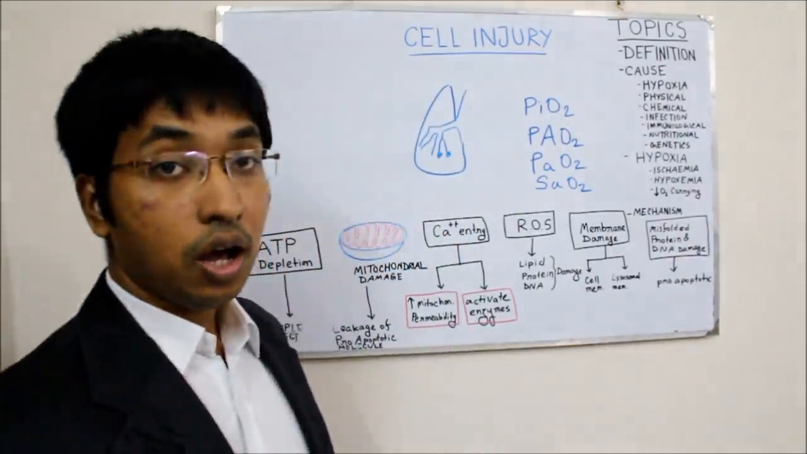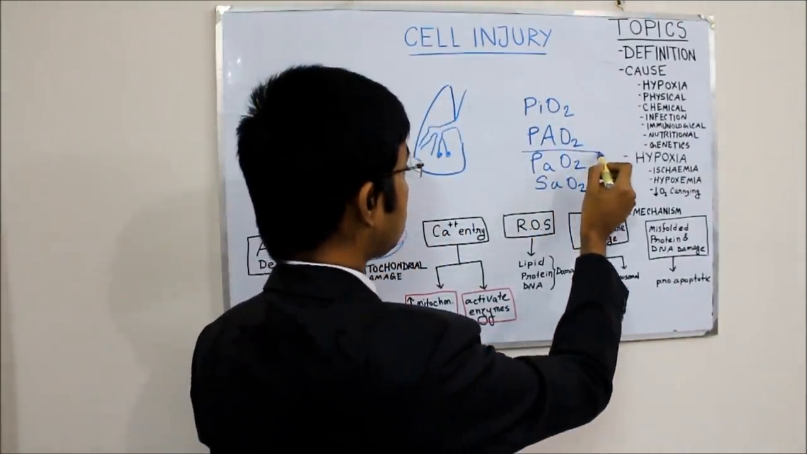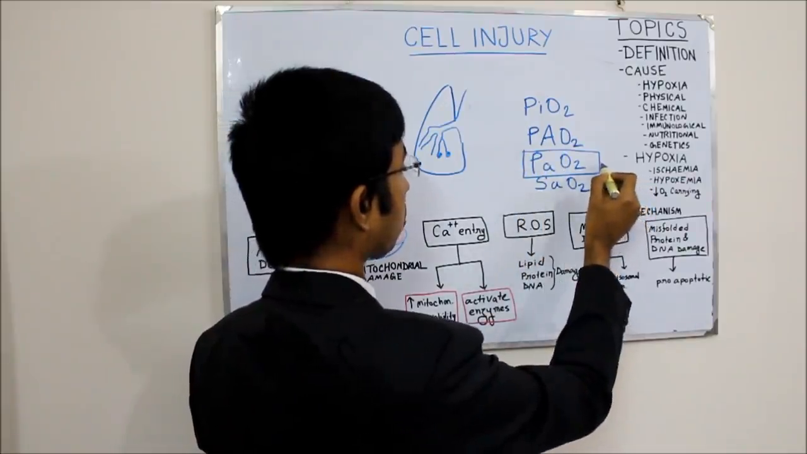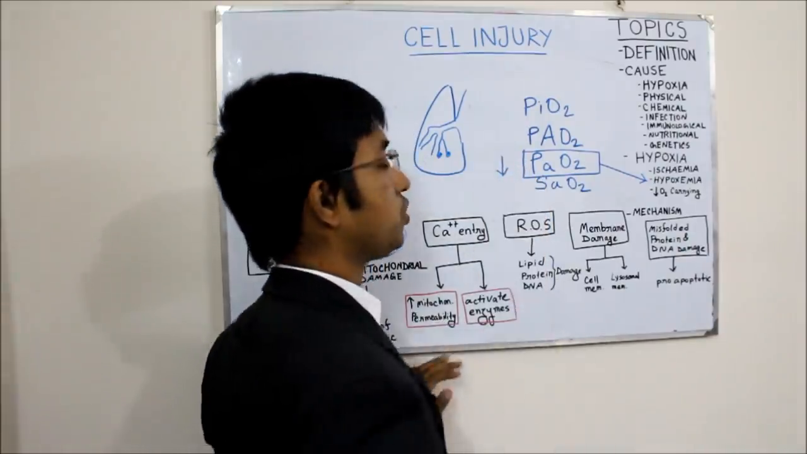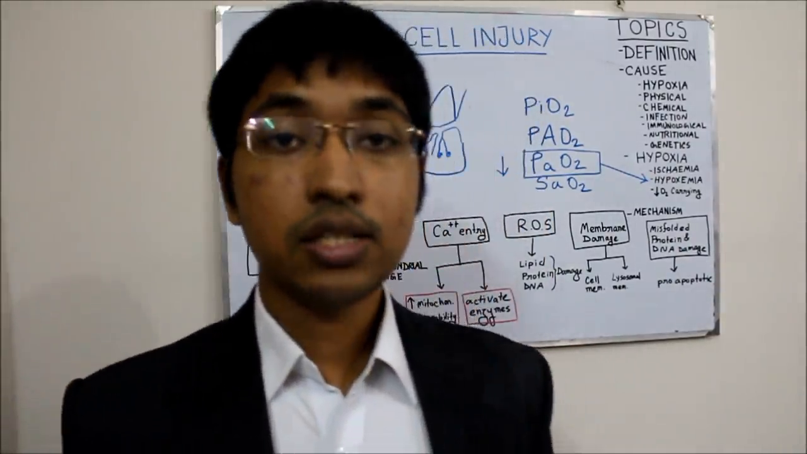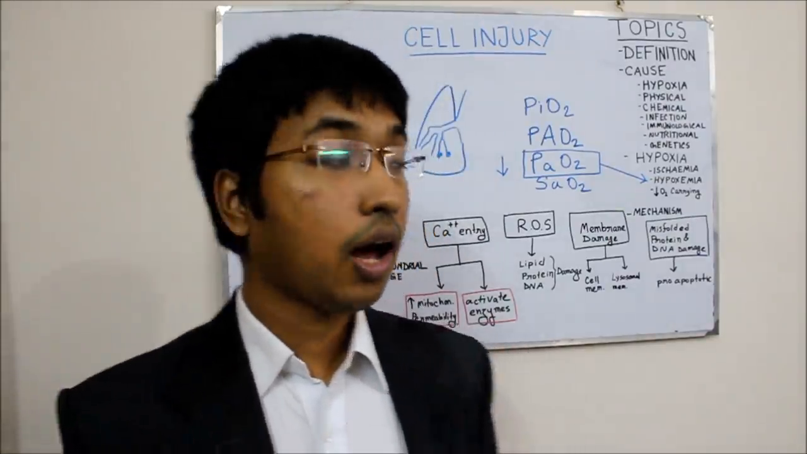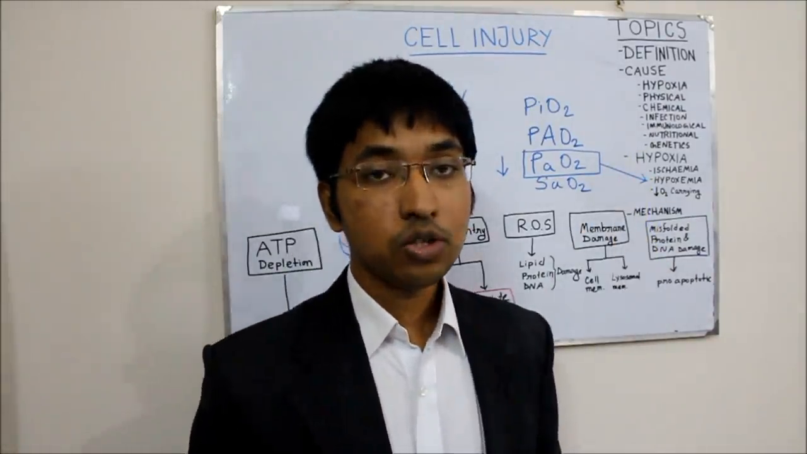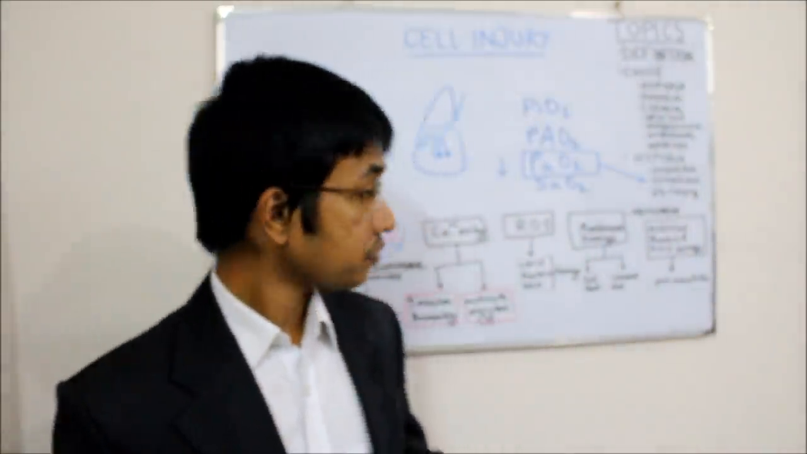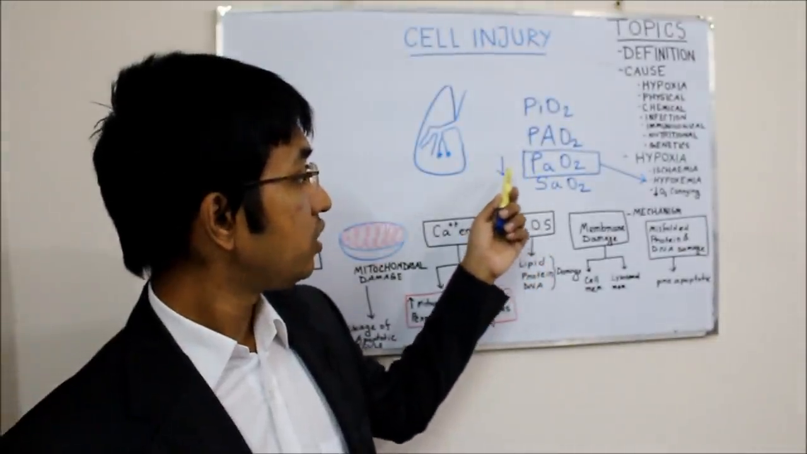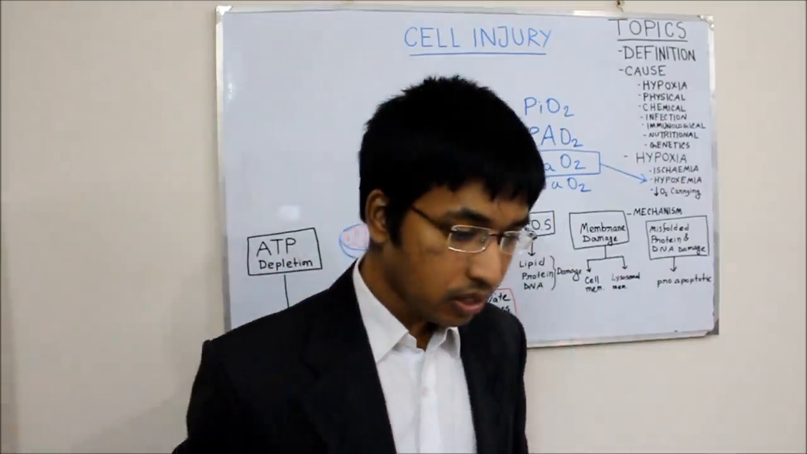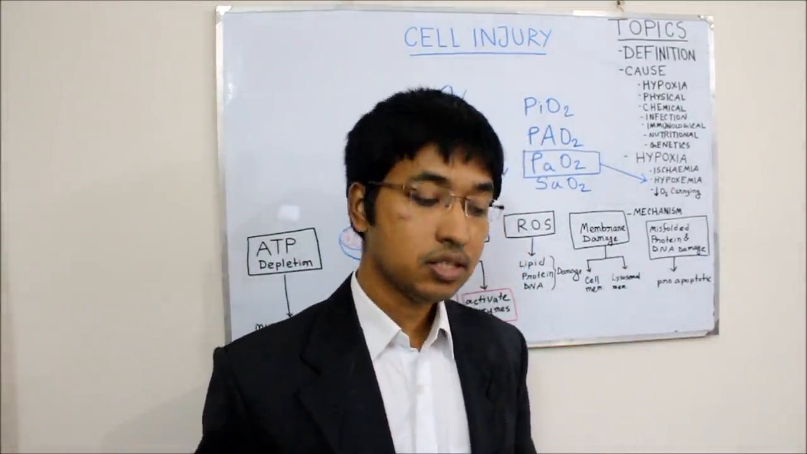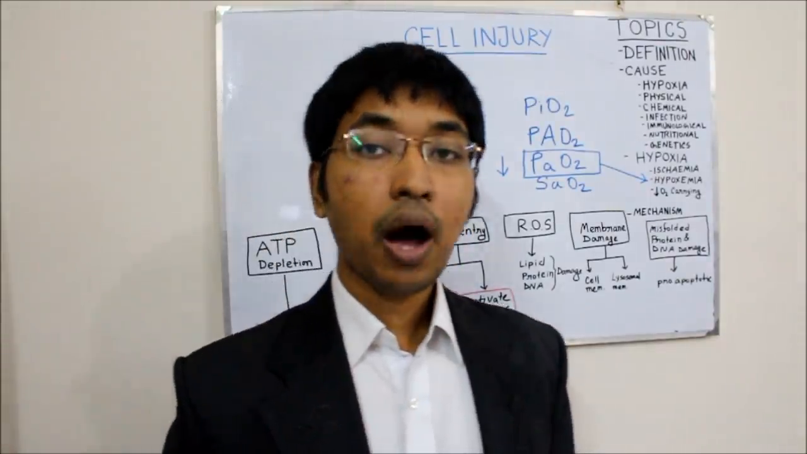Okay, so hypoxemia means this one, this PaO2, this one is reduced. Okay, so that is hypoxemia and that can cause hypoxia. So now you may be asking, then what are the causes of hypoxemia? What can result in a reduced amount of PaO2? Okay, the first cause of hypoxemia is decreased inspired air.